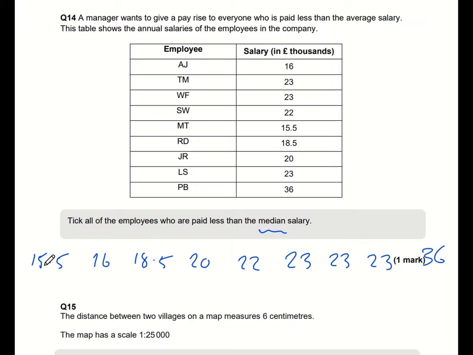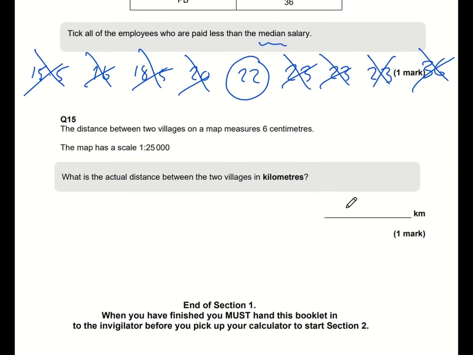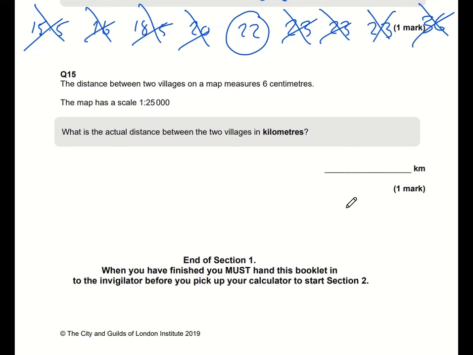So to find the median, I'm going to chop one off the left and the right. I'm going to repeat that process again. I'm going to do it again, and I'm going to do it one more time. So the median is 22. So who is paid less than 22? Well, it's AJ, it's MT, it's RD, and it's JR. So 4 of them.